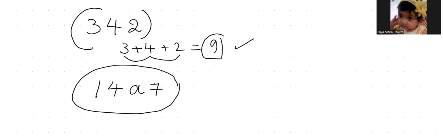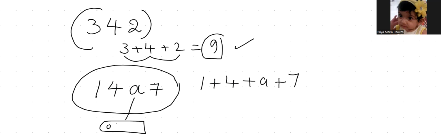Now I can say 1 plus 4 plus A plus 7. So the sum of the digits should be divisible by 9. Now remember A is a digit. A can take on any value from 0 to 9. There are 10 digits from 0 to 9, remember. So now we have to find the smallest value of A. We can have more than one possibility. The question is the smallest value of A so that this test of divisibility by 9 is satisfied.